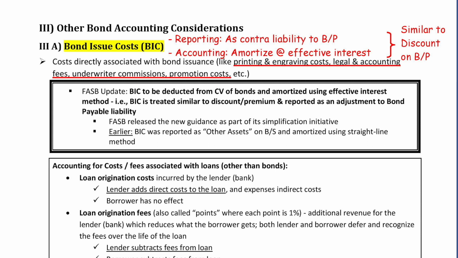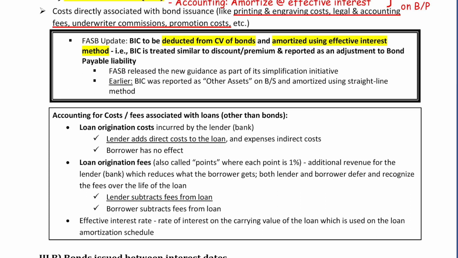So basically, BIC or bond issue costs, they are highlight deducted from carrying value of bonds, and as we've just seen, they are highlight amortized using effective interest rate method.